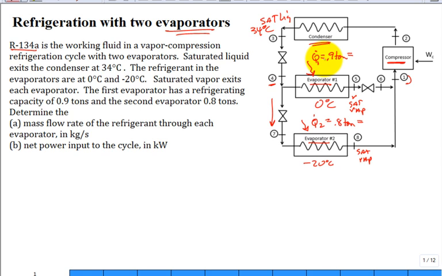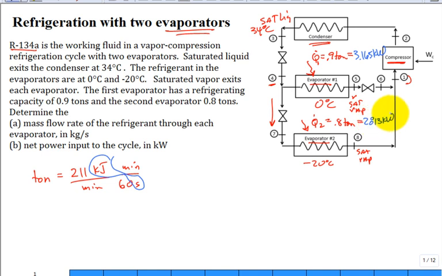Okay, so a ton of refrigeration is 211 kilojoules per minute. How many people use that? Thumbs up. Do you remember that? Good job. And now we want it in kilowatts. So a minute is how many seconds? 60 seconds. So we have it right here in kilowatts. Okay, so 0.9 ton converts to 3.165 kilowatts of cooling, and 0.8 converts to 2.813 kilowatts of cooling. Do you agree? Thumbs up if you agree. Thank you.